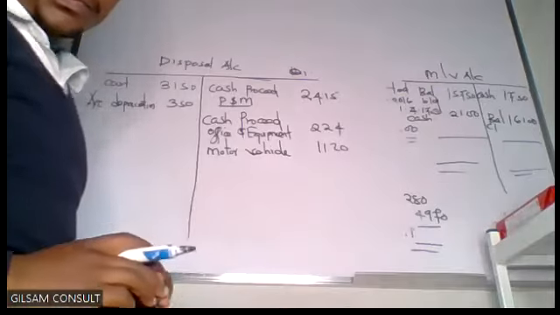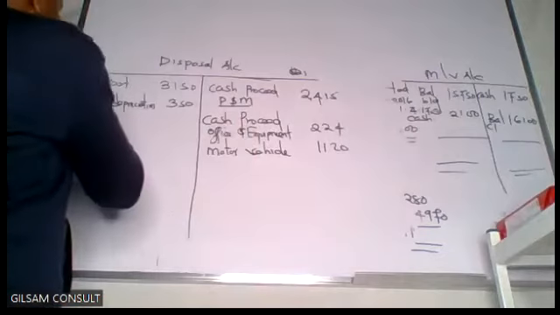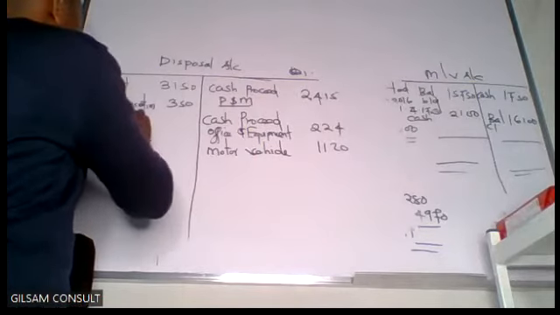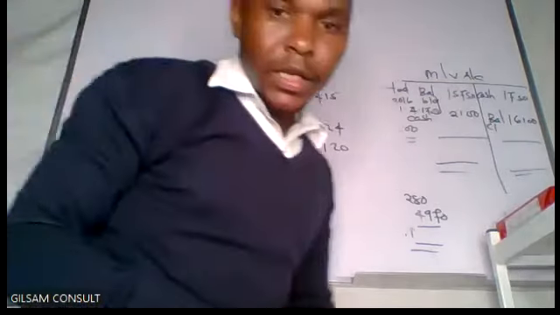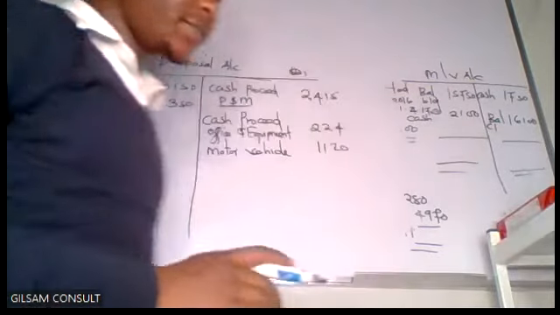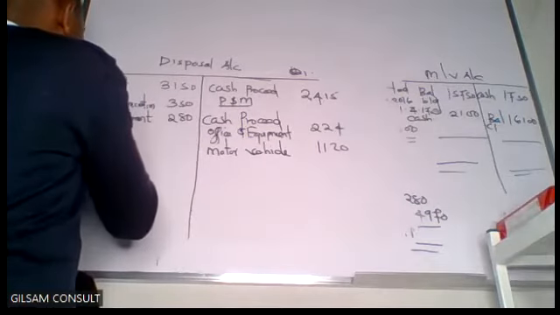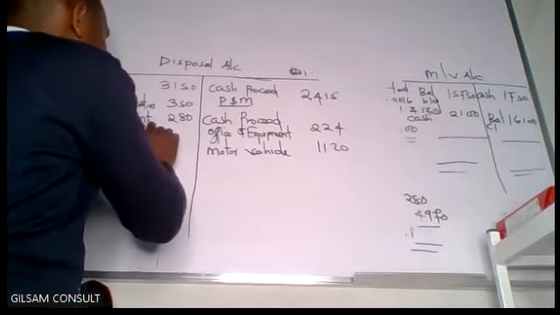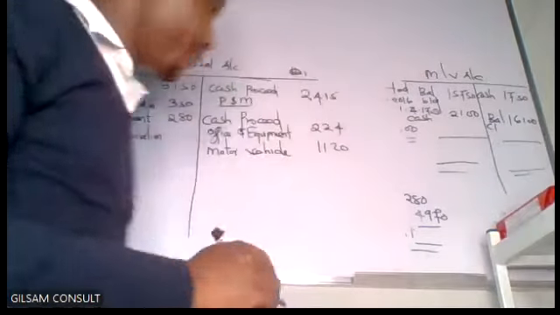And then we sold another one, that is office equipment. What was the cost? Office equipment we sold it at 280. And it has accumulated depreciation. Accumulated depreciation of 70.